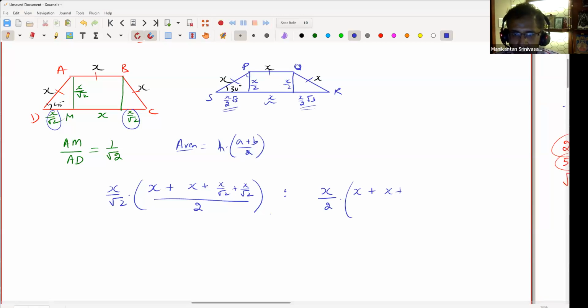x root 3 by 2, x root 3 by 2. I'll just say x root 3 because it's appearing twice, right? X root 3 by 2 into 2. So this is just this upon 2.